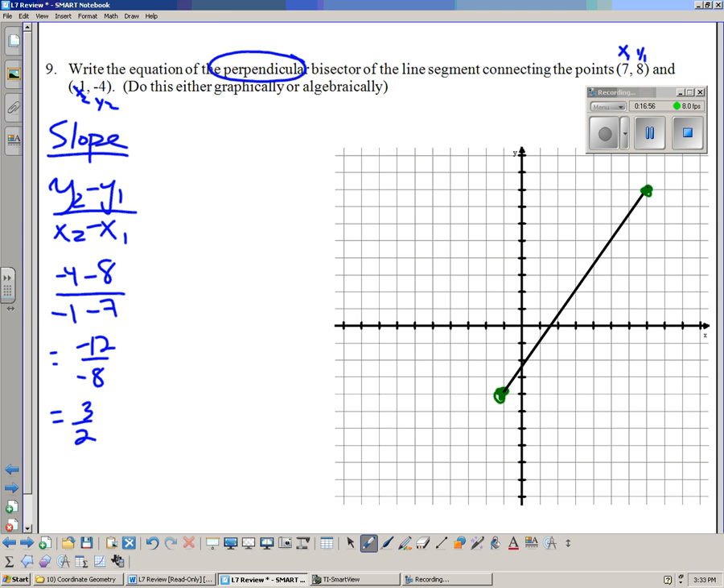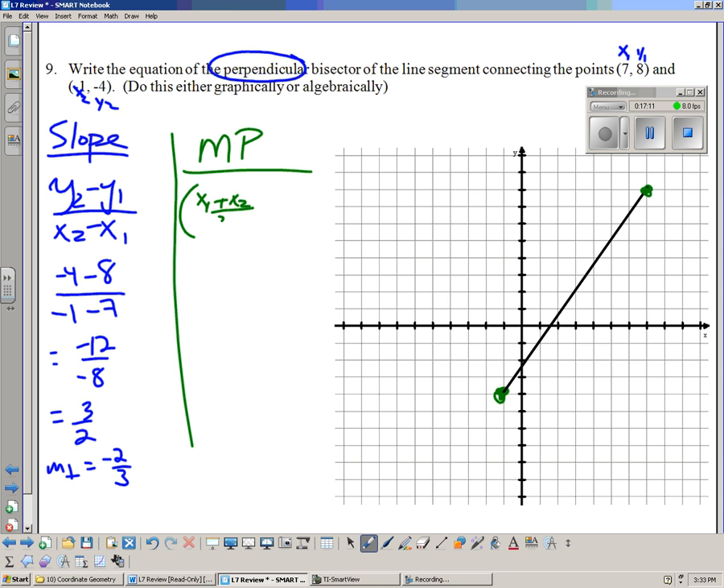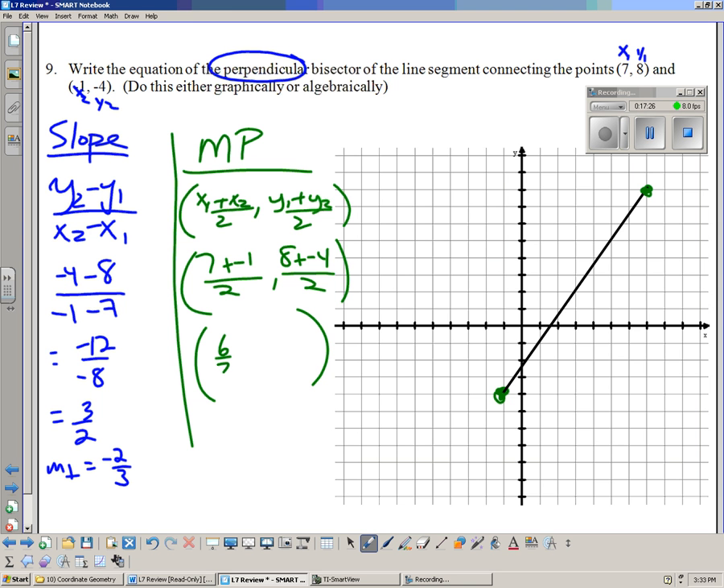Okay? Now, that's the slope, but we want a perpendicular line. So I'm going to take the negative reciprocal of the slope. Now I also need the midpoint. Midpoint formula is x1 plus x2 over 2, y1 plus y2 over 2. x1 plus x2 would be 7 plus -1 over 2. y1 plus y2 would be 8 plus -4 over 2. 7 plus -1 is 6 over 2. 8 plus -4 is 4 over 2. So we get a midpoint of 3, 2.